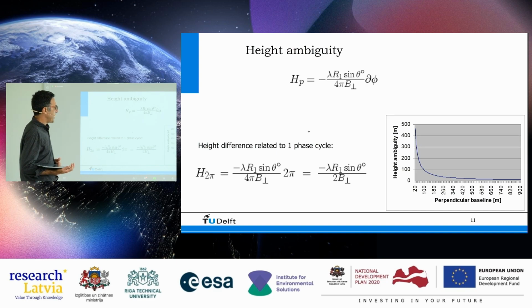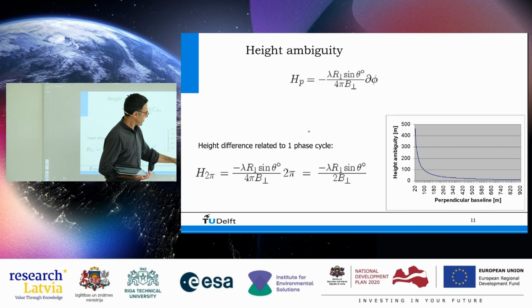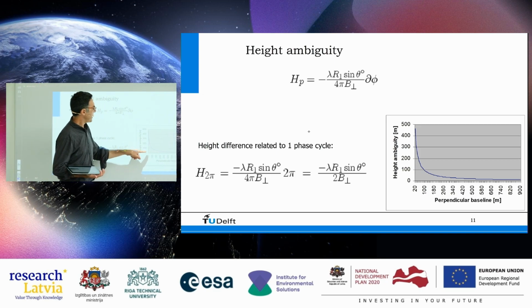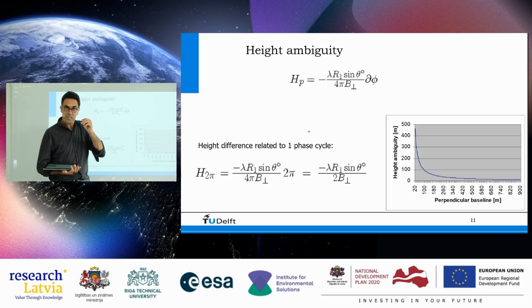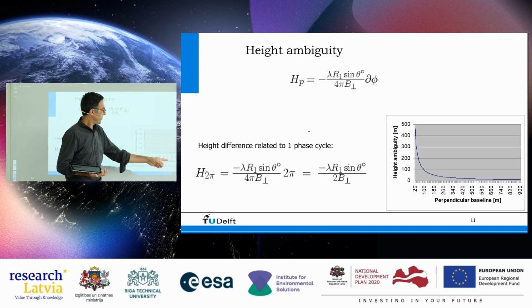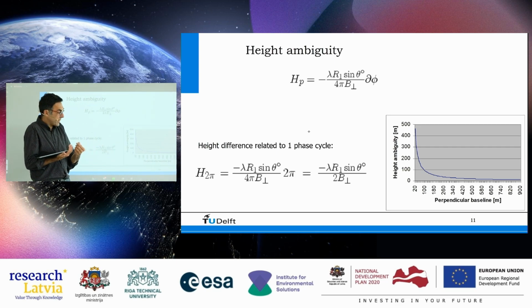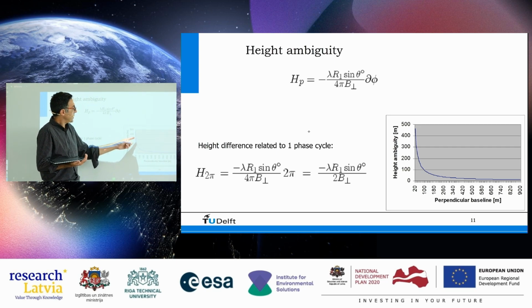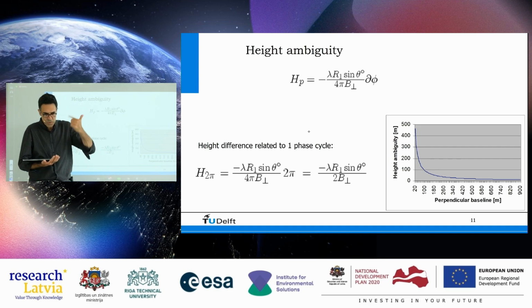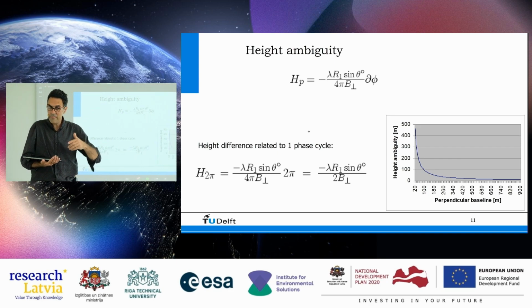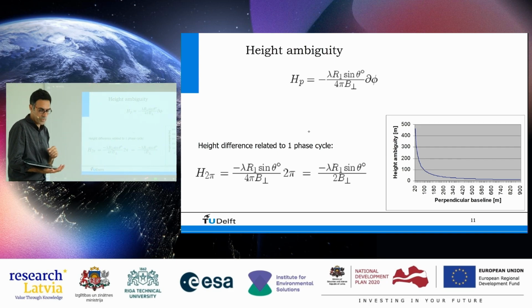You can see that if this baseline, the perpendicular baseline, gets very, very large, then the height ambiguity gets very small. So I am very sensitive to elevation. If the perpendicular baseline is small, so the satellites are close to each other, my height ambiguity goes up, and between 2 cycles I have a very big height difference. So I have not so much sensitivity.